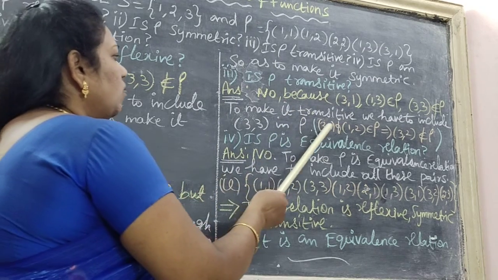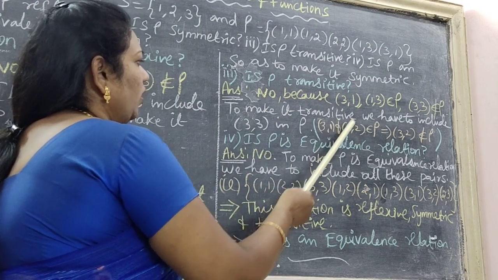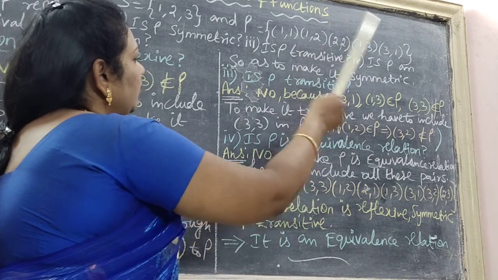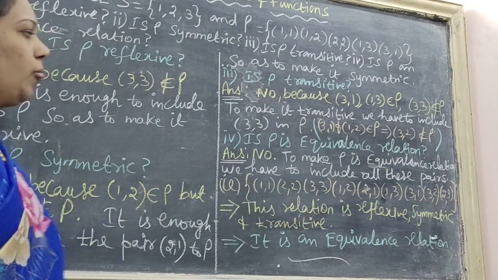Similarly, take (3, 1) and (1, 2). Cancelling 1, we get (3, 2). Here (3, 2) does not belong to ρ.